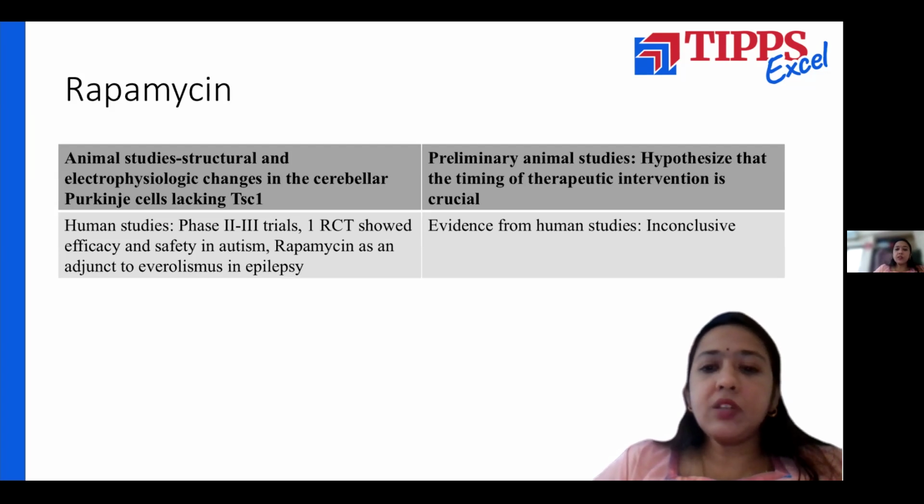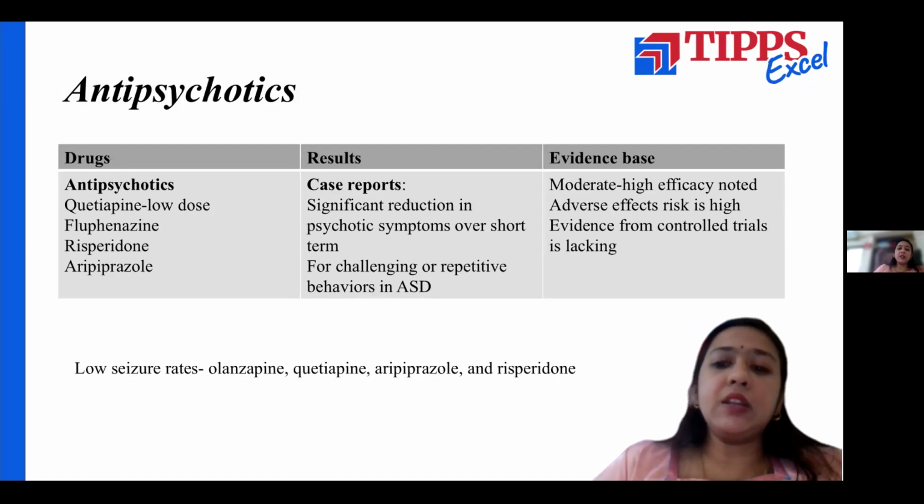Now, coming to rapamycin. The mTOR pathway is named so because the drug rapamycin is able to block this pathway. Again, animal studies have shown some good evidence in bringing electrophysiological changes in the cerebellar Purkinje cells and so on. Currently in humans, only phase 3 trials have been going on, and one RCT has shown some efficacy in autism. It needs a lot of research in this area. Rapamycin can also be used as an adjunct to mTOR pathway inhibitors like everolimus. Evidence from human studies is still very inconclusive.